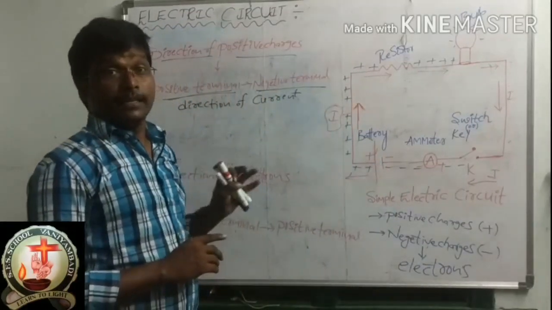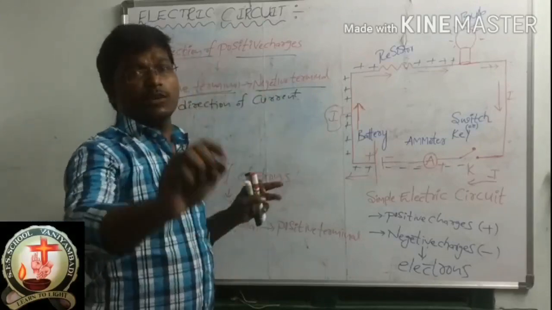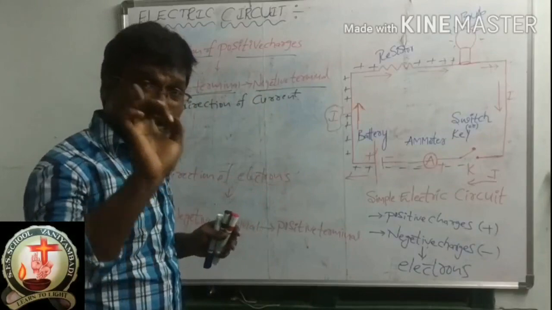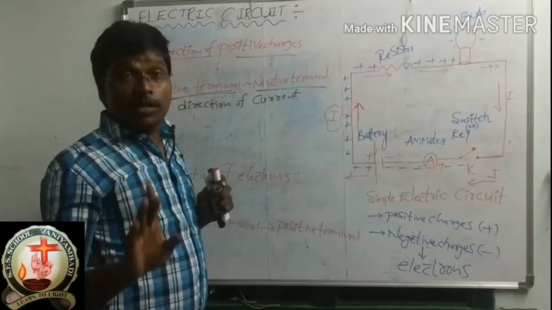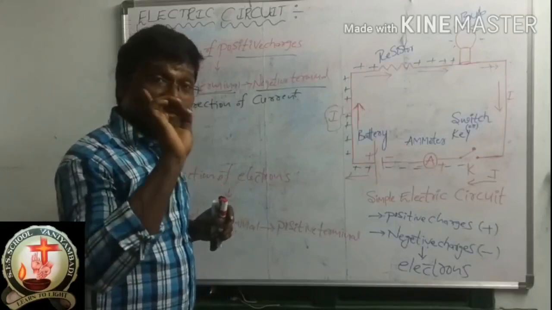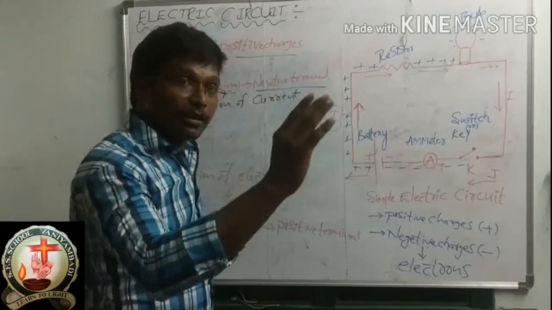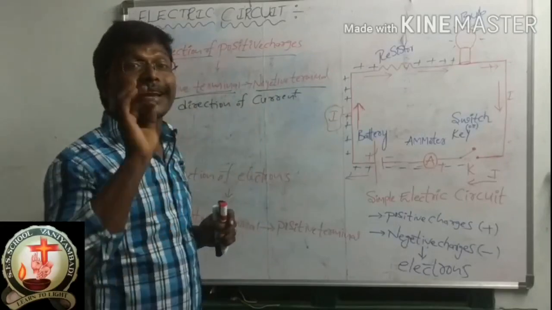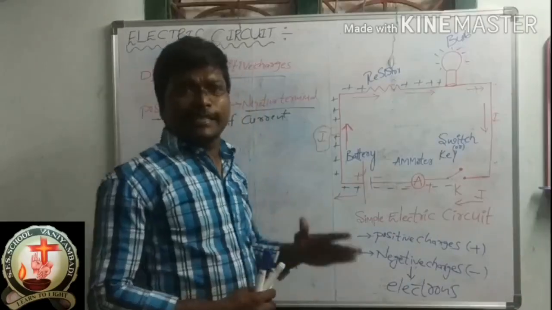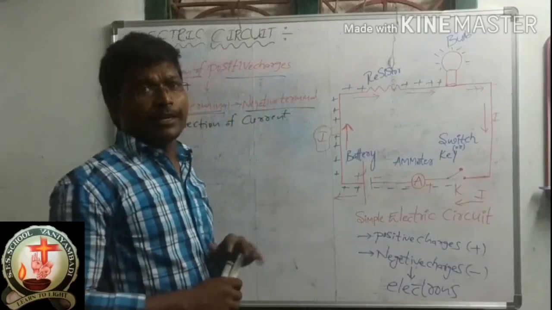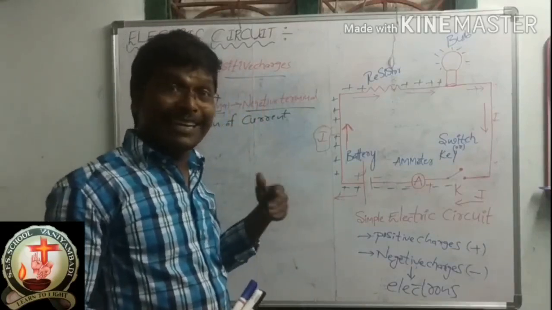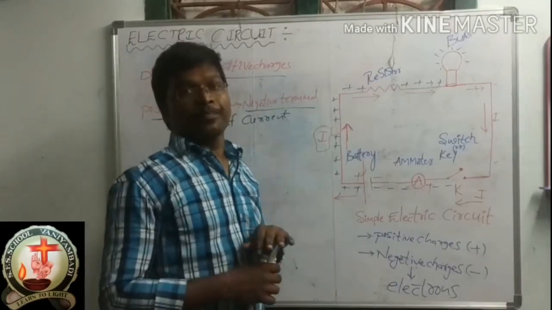Okay, in any electrical circuit you have to find the direction of the current. You must remember this sentence: the direction in which positive charges are flowing is the current direction in that electrical circuit. This is the way to identify the direction of current in any electrical circuit.